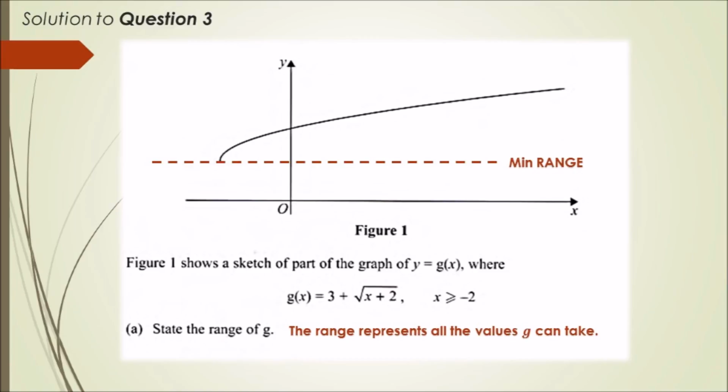Now, of course, if that's the minimum at x equals minus 2, then all we do is plug in x equals minus 2. Then g should give us 3. And that's it, guys. We know clearly that the minimum of the range for g is 3. So g takes values anything greater than or equal to 3. Okay, not bad. So let's move on to part B.